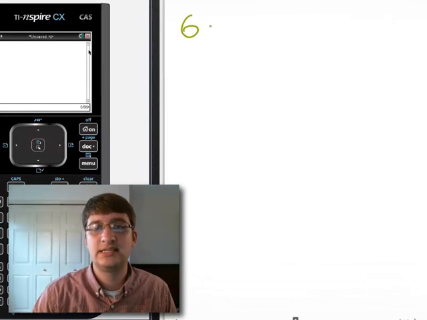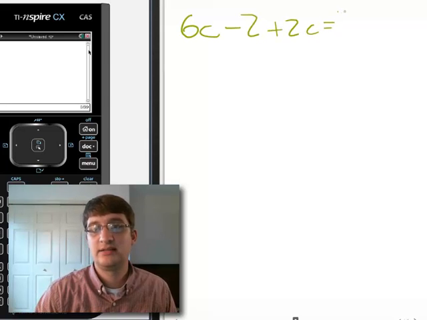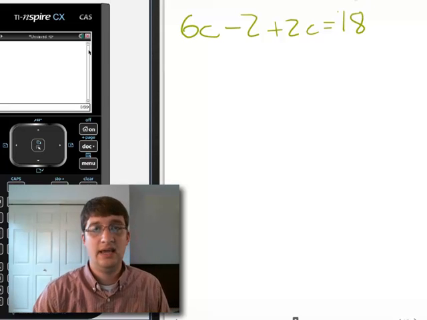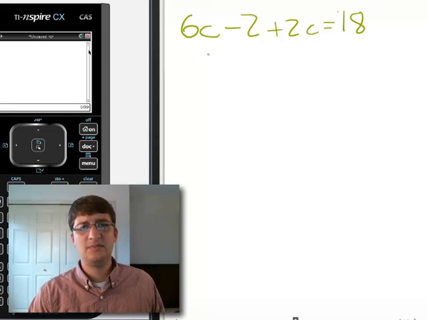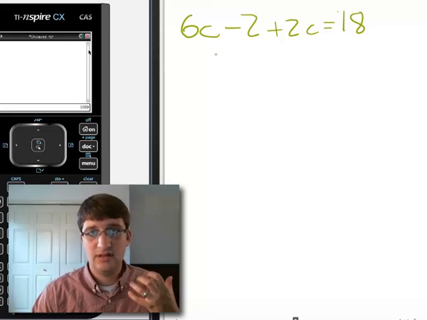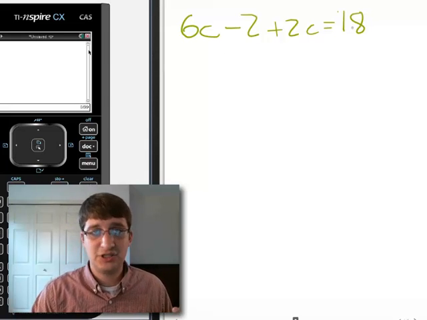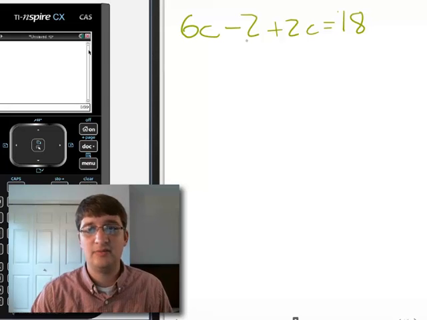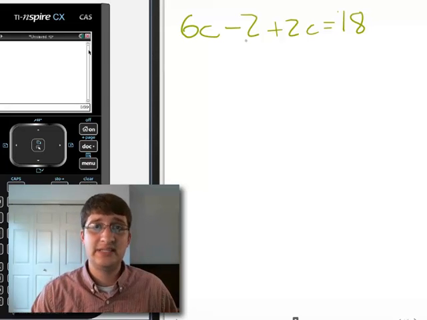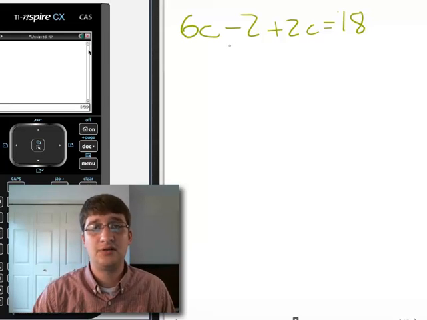Here we go. 6c minus 2 plus 2c equals 18 is the first problem that we'll be doing together today, okay? When you're doing these problems, one of the first things I'm going to tell you to do is to try to simplify each side of the equal sign, the left side and the right side. Now the right side, there's not much to do there, but the left side we can simplify a little bit, okay? So you're going to go through the same steps we did when simplifying linear expressions earlier.